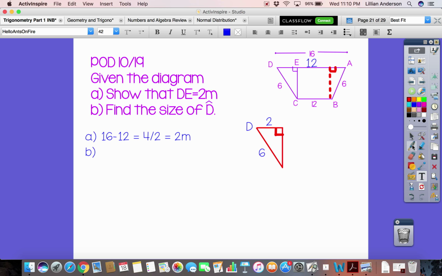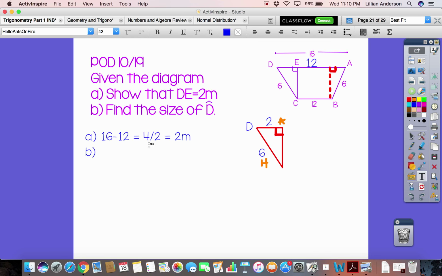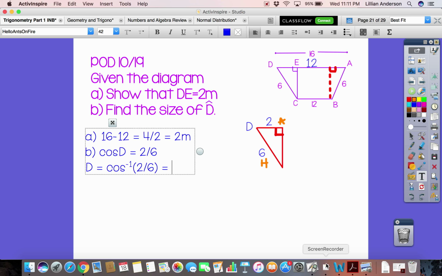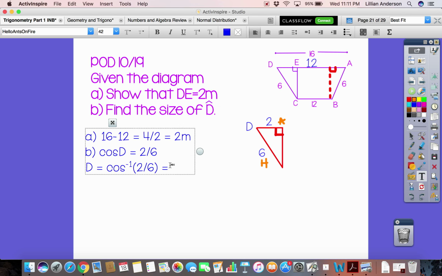Now if I label my sides, 2 would be my adjacent and 6 would be my hypotenuse. And so I would use the trig function of, and you guessed it, cosine, to find angle D. And cosine is my adjacent side over my hypotenuse. And so to actually find the value of D, we would do cosine inverse of 2 over 6, or you could have put 1/3, to get our answer here, which is 70.5 degrees.